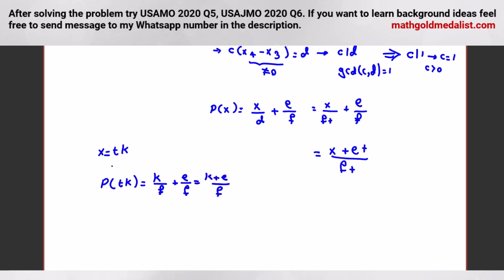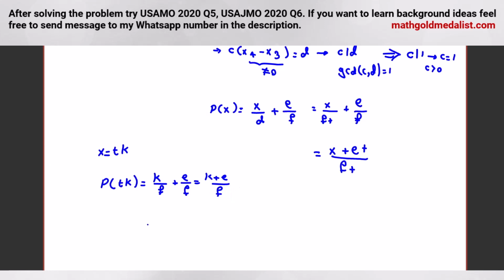So do you agree it's good? Because you increase k and you can cover all numbers, right? Agreed, we can cover all numbers here. Because k can be any integer, so k plus e can be all integers. Okay, and do you agree we can cover all integers? Because you can cover all multiples of f, so you can cover all integers, right?